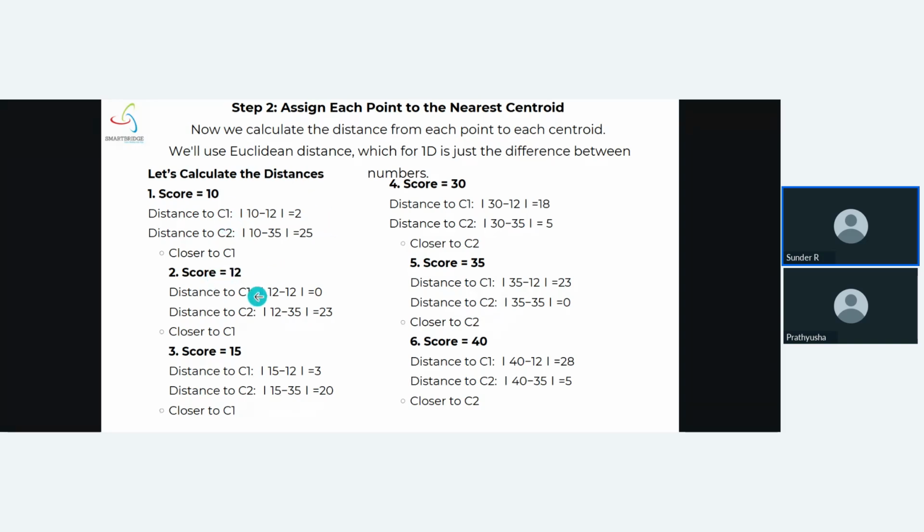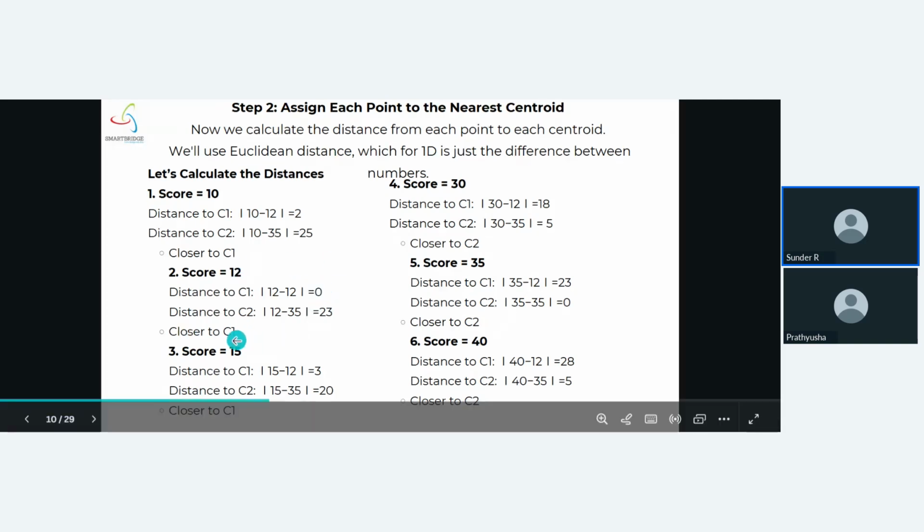Now let's go to the 12 value. Now we have this distance formula: 12 minus 12, we have got 0, and then 12 minus 35, we have got 23. So is 12 close to 0 or close to 23? It is definitely close to 0, right? So hence this 12 belongs to cluster 1.